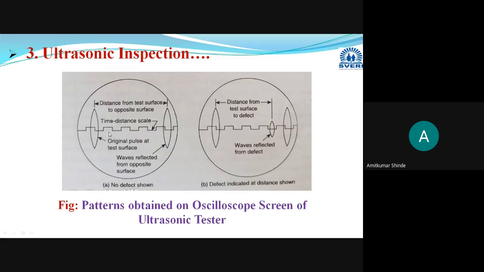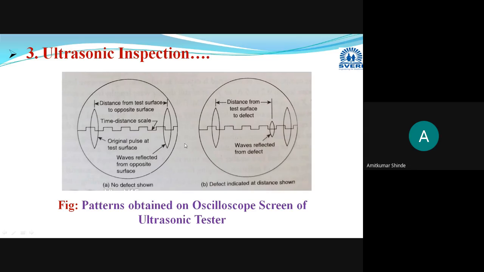This spot is for the original pulse, the original ultrasonic wave, and this other spot is generated for the reflected wave. This kind of pattern will be obtained when there is no defect in the test specimen or that particular area.